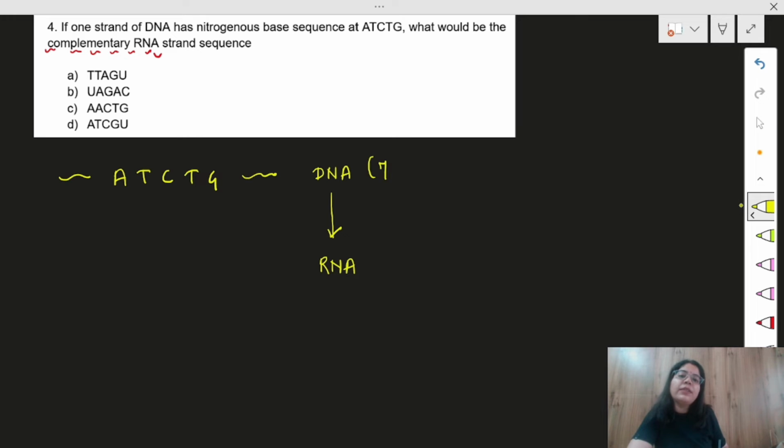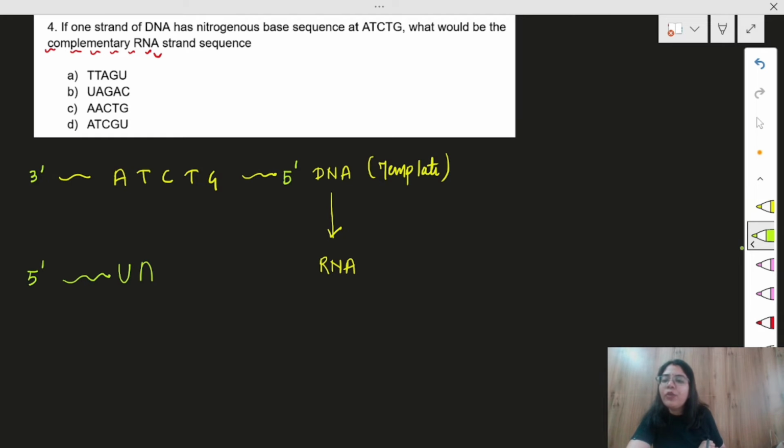It means that this is the template strand. If you are considering this as the template strand, what is the complementary of this? You can write 3 prime to 5 prime, that is no problem. Then if you want to make RNA from this, instead of A, what will you write here? U, because thymine is absent in RNA. Here you will write A. Here G. Here you will write A. Here C. So this will be the sequence of your RNA. What is the answer? U, A, G, A, C.